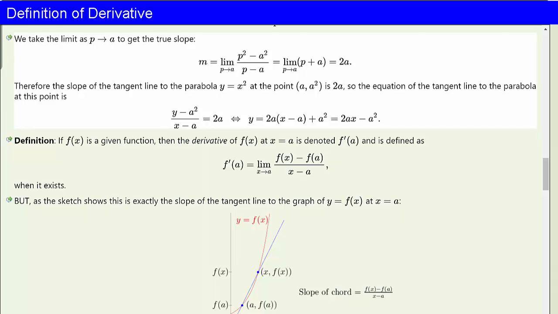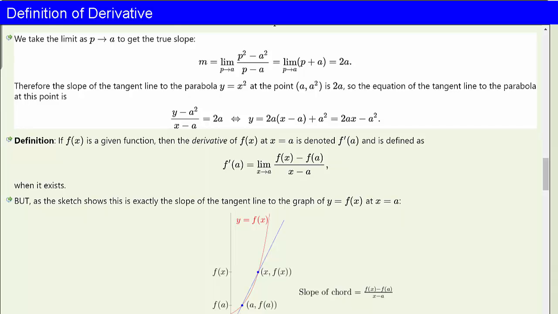Therefore, the slope of the tangent line to the parabola y equals x squared at the point (a, a squared) is 2a. And the equation of the tangent line to the parabola at this point is y minus a squared over x minus a is 2a, or equivalently y equals 2ax minus a squared.